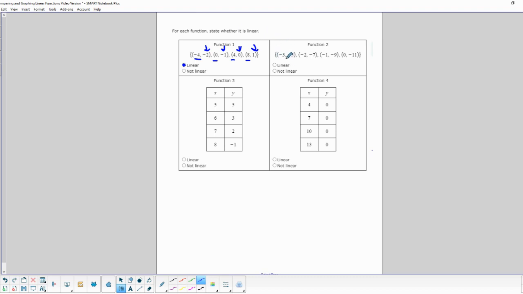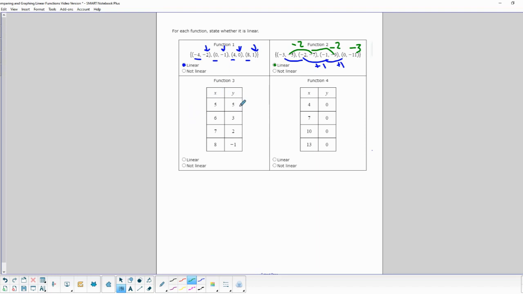This one can go from -3 to -2, -2 to -1. So in the X direction, we're adding 1 each time. In the Y direction, -5 to -7, that's down 2. -7 to -9, that's down 2. And -9 to -11, that's down 2. Okay, so that looks like a constant rate of change, so that would be linear as well.